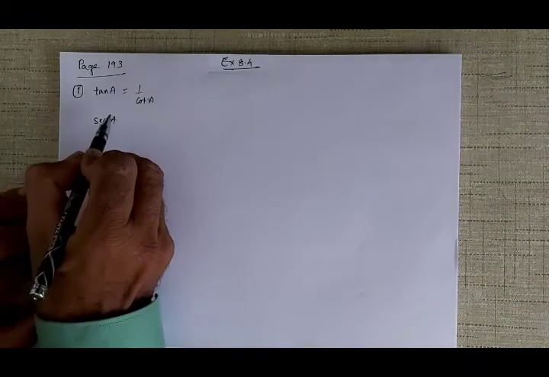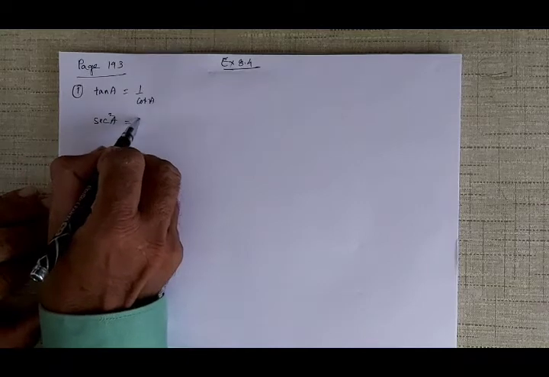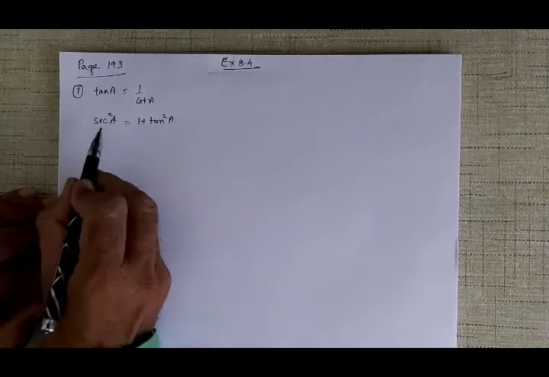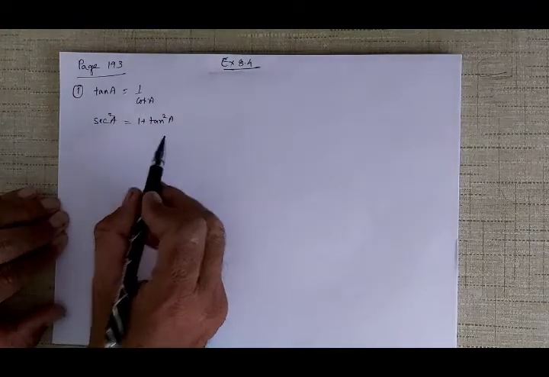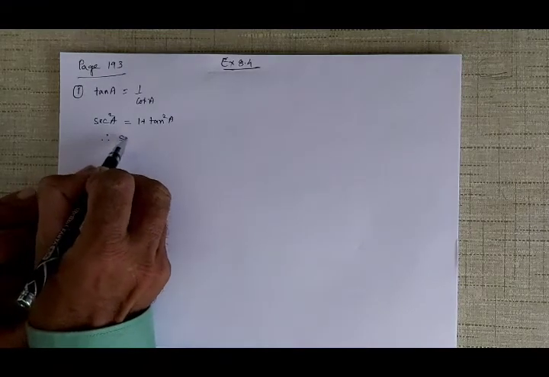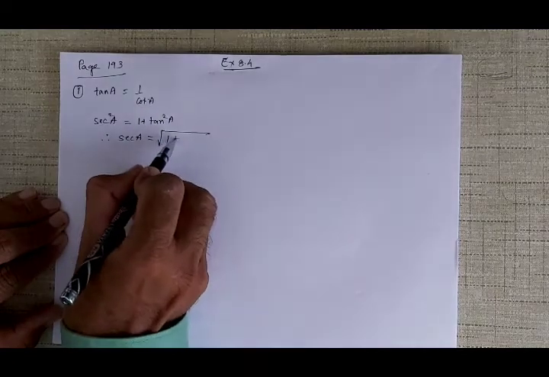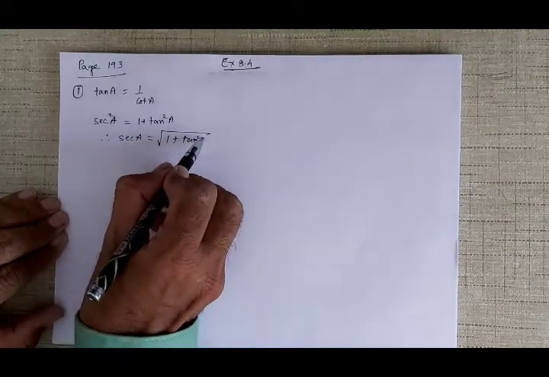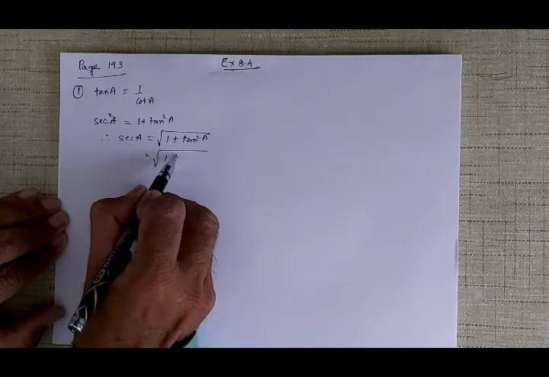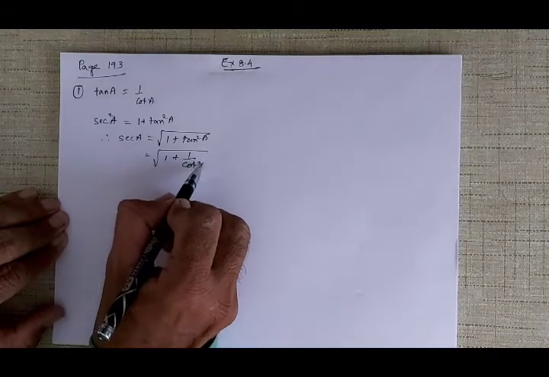Now we know that 1 plus tan square theta is equal to sec square theta. So 1 plus tan square A is equal to sec square A. Therefore you can say that sec A is equal to square root of 1 plus tan square A. Okay, but tan is reciprocal of cot, so 1 plus, in place of tan square A, I can write 1 upon cot square A.